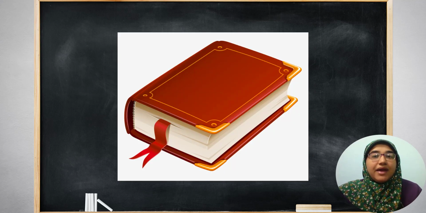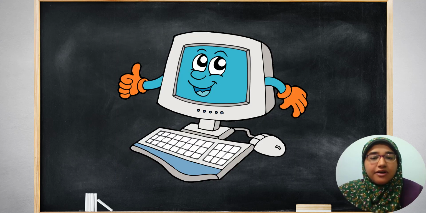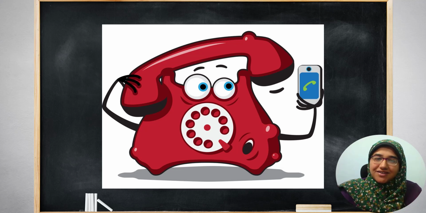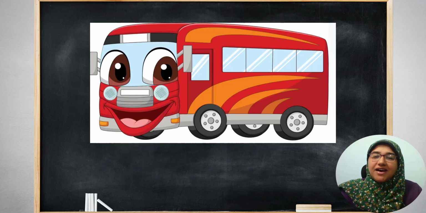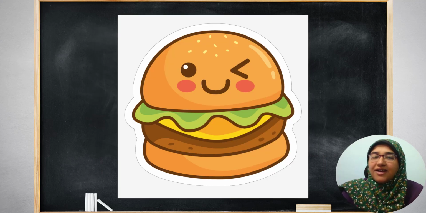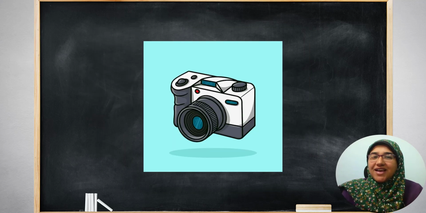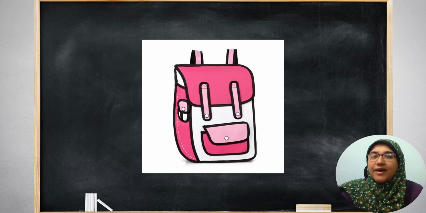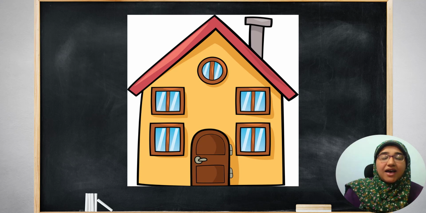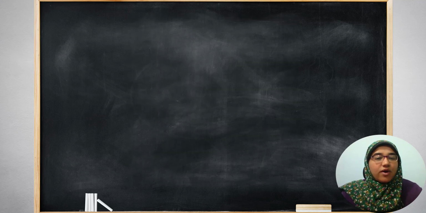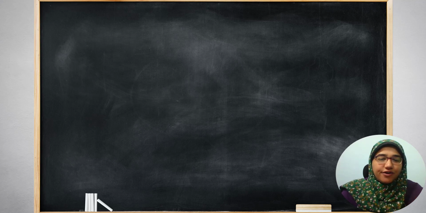1. A book. 2. A computer. A television. A phone. A bus. A car. A hamburger. A sandwich. A camera. A photograph. A bag. And a house. Very good job. So these were very good vocabulary for Unit 1.